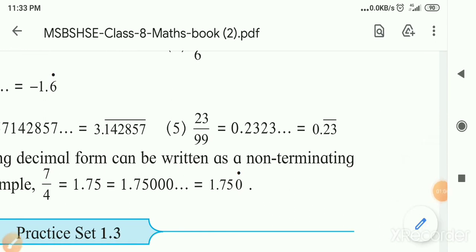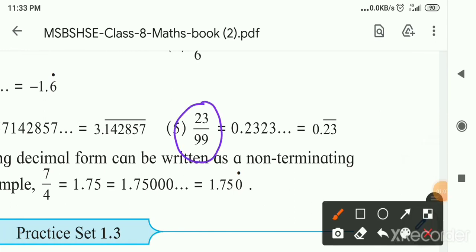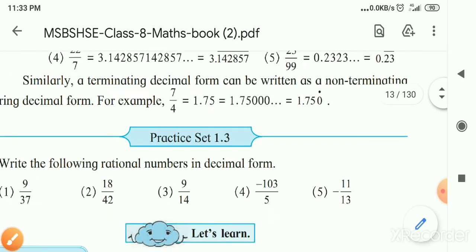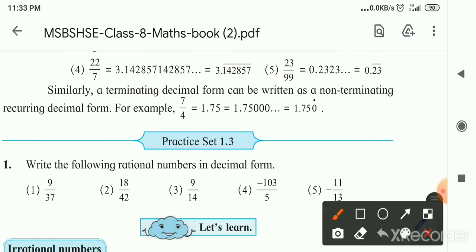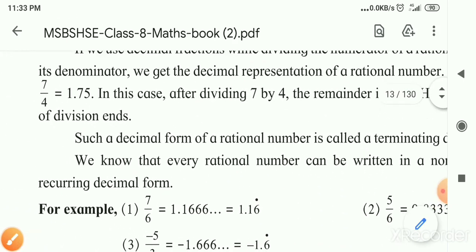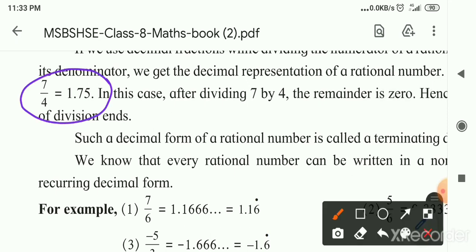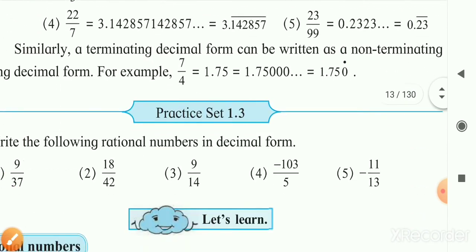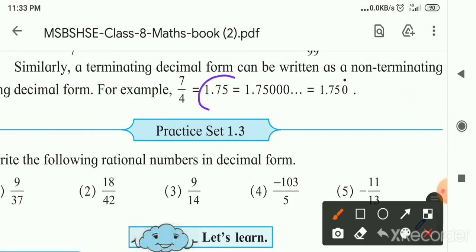And the same thing is here. If you divide 23 by 99, you will get 0.232323. So 23 is continuously repeating, that's why on the head of 23 we have to give the bar sign. Similarly, a terminating decimal form can also be written in the non-terminating recurring form. How to write that? First of all, if we divide 7 by 4, we got 1.75, and that we can also write in recurring form. Whatever the answer is, just write 1.75 and give 0 on it, and 0 is continuously repeating, that's why on the head of 0 you have to give the dot.